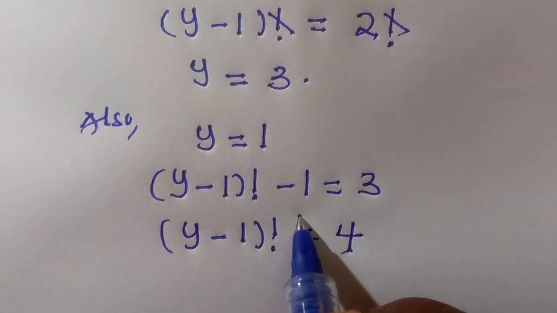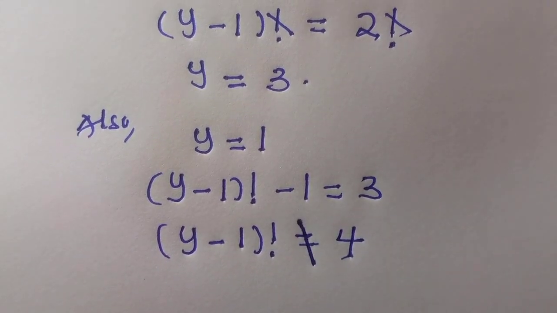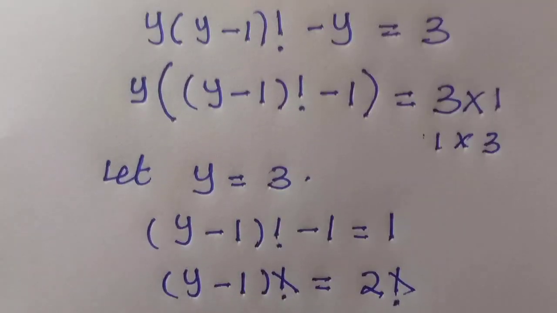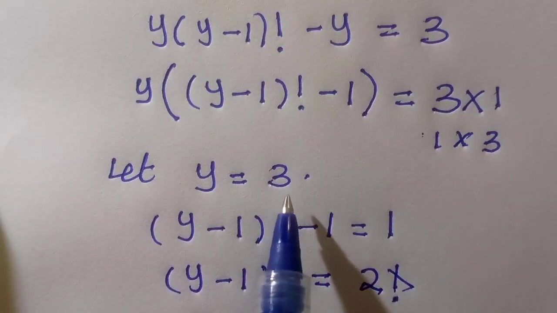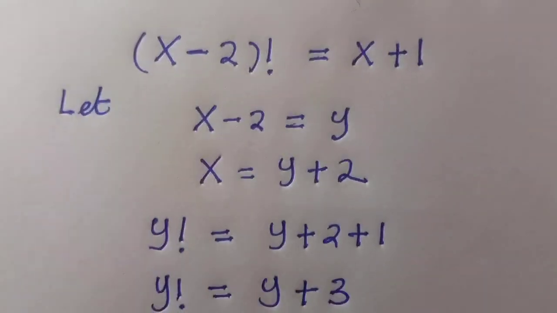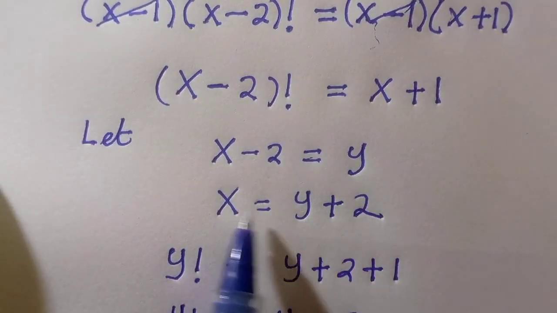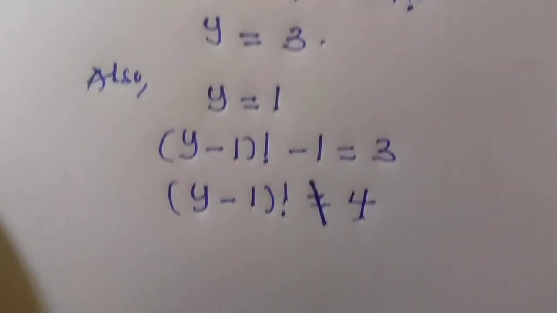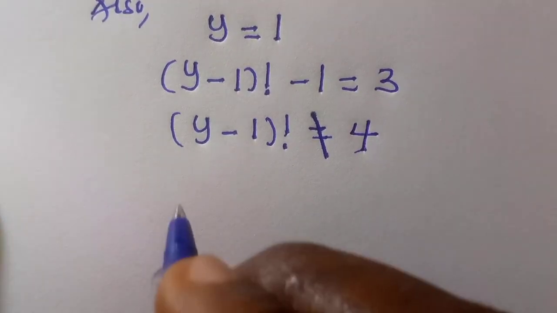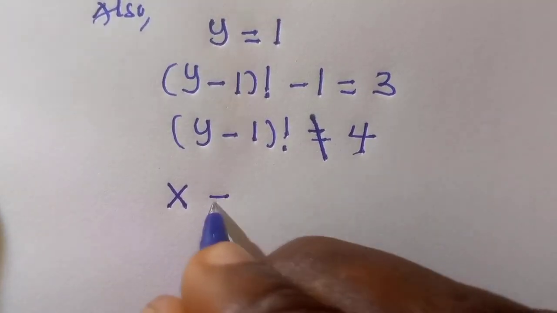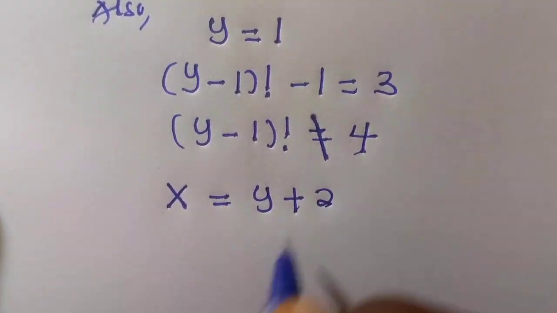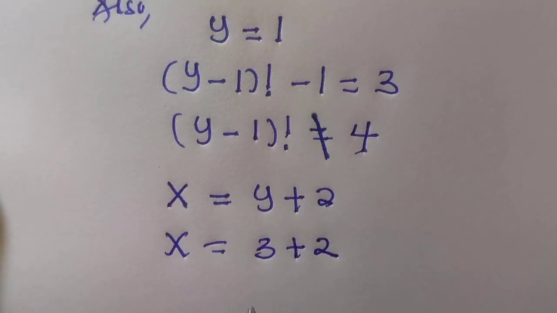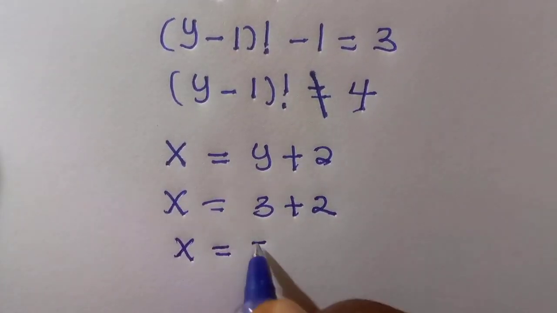No matter what value of y we try to plug in here, it is not going to equal 4 because none of the factorials equals 4. The only factorials we have are 1, 2, 6, 24, and others like that. Which means y equals 3 is the only value that satisfies this. To get the value of x, we substitute the value of y, which is 3. So let's recall, x equals y plus 2, so by substituting the value of y, we have 3 plus 2, and x equals 5.